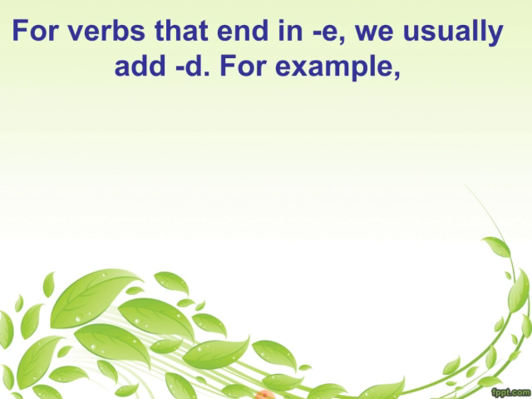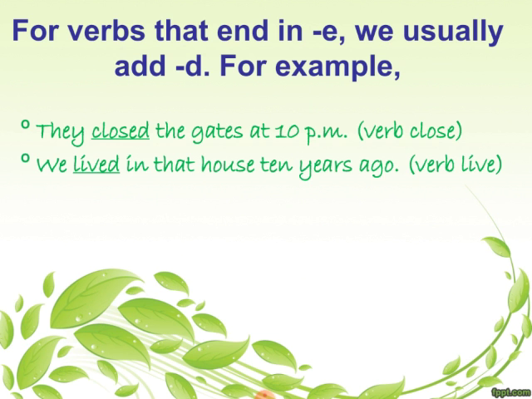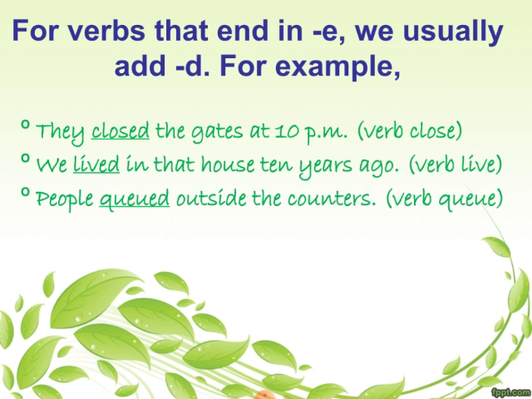But sometimes you get E at the end, so you cannot put double ED. When you get E at the last, you simply add D to the verb. For example, they closed the gates at 10 p.m. The verb is close. Close has an E at the end, so we simply add D and it becomes simple past tense. We lived in that house 10 years ago. Verb live, lived. People queued outside the counters.